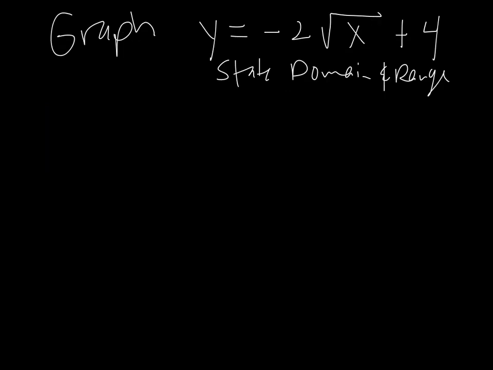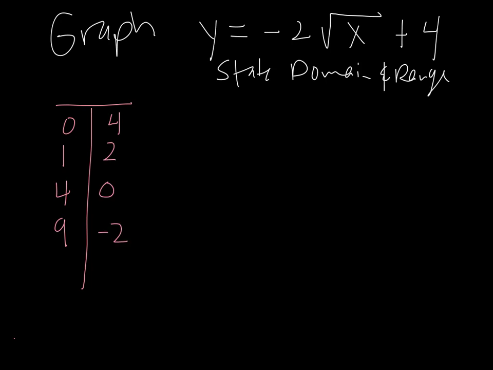Next, graph this. State domain and range. So pause and try to do it by yourself first. So first, this is going to move it nothing. So over here on my table, I'll put 0. This is going to move it up 4. This will flip it, and this will stretch it. Flip, stretch. So then I can plug it into my table to figure out what my other numbers are.